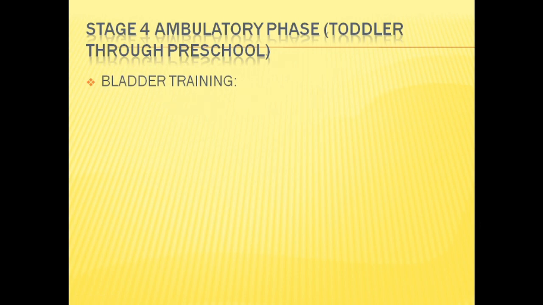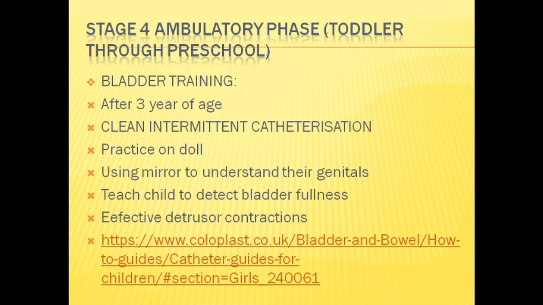Next is bladder training. Generally, a child with spina bifida has neurogenic bladder, either reflexive or areflexive according to their level of injury. So we can use intermittent catheterization for this child. Initially it will be done by the nursing staff, then we can teach it to parents, but after the age of 3 years we can teach it to the child, right?